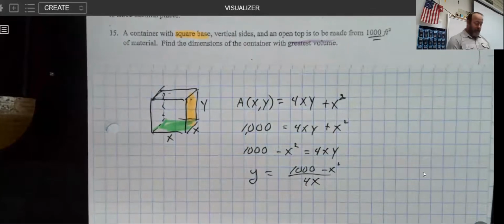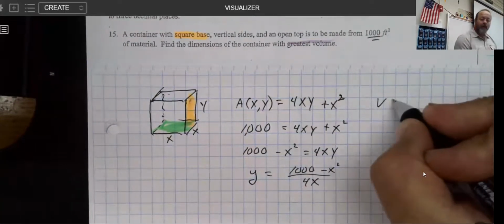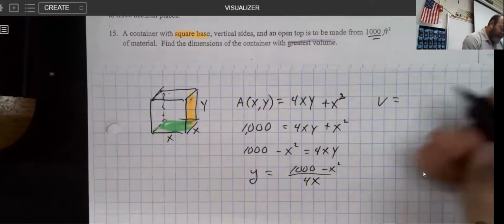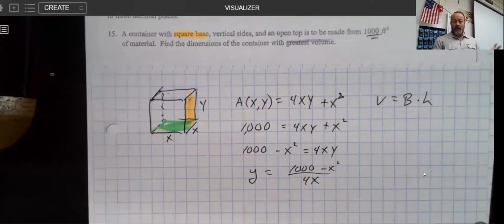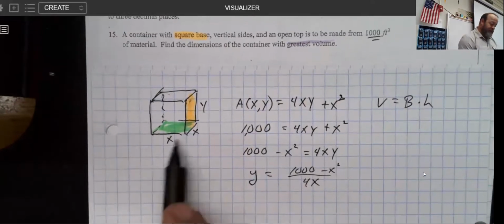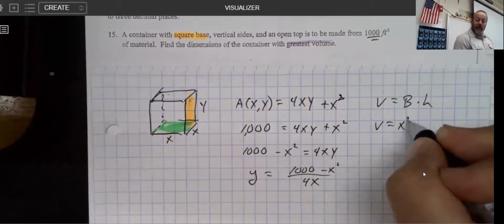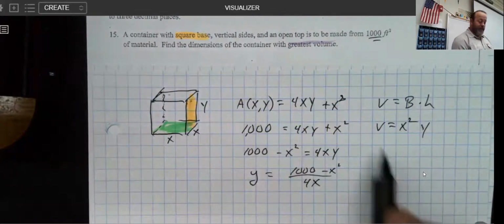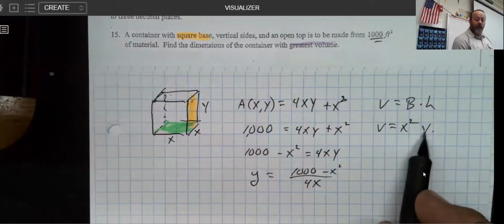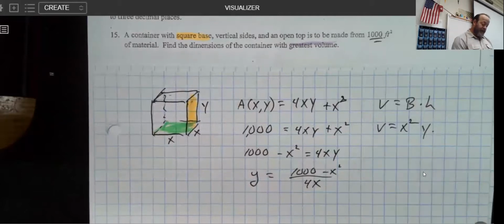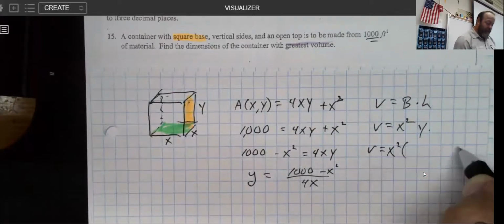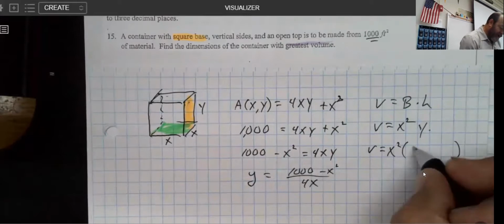The volume of this container, the volume of any rectangular prism, which is a shape where the base and the top are the same and it's connected with rectangles, is just the area of the base multiplied by the height of that shape. Since the area of this base is X squared, and the height is this Y value, we're again in a situation with 3 variables. I don't know X, I don't know Y, I want V to be as big as possible, but I've got a connection that says the volume is X squared times Y, and we already know that Y is this entity right here.